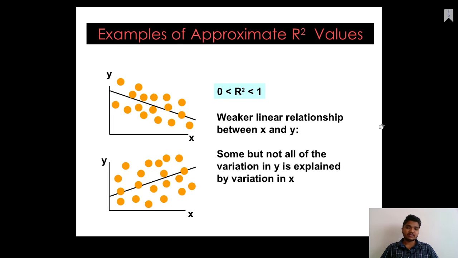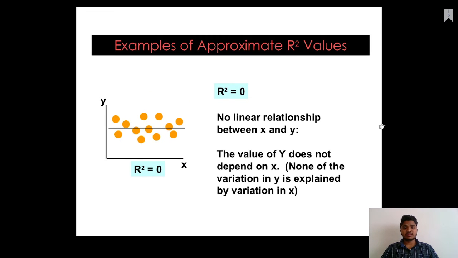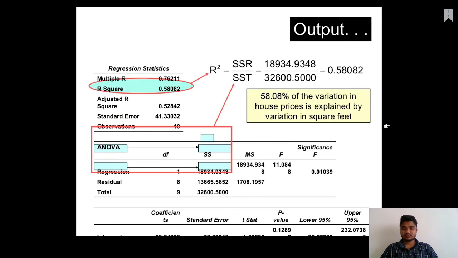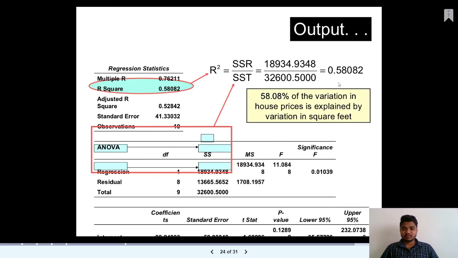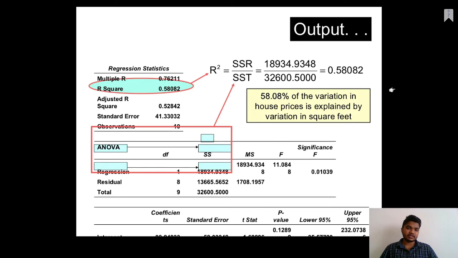If the value of R square lies between 0 and 1, then it has a weaker relationship between x and y, and not all of the variation in y is explained by x. If R square is 0, then there is no relationship between x and y; the value of y does not depend on x. Here in the previous example, we calculated an R square of 0.58, which lies between 0 and 1, so the y value does not completely depend on x.